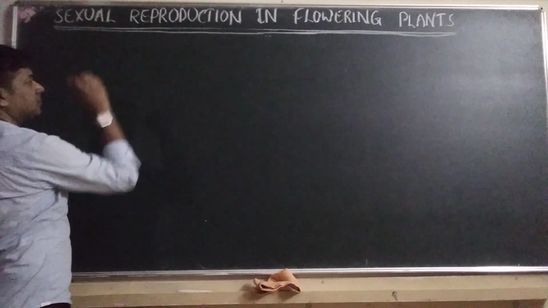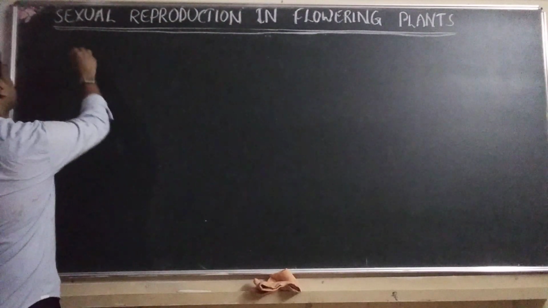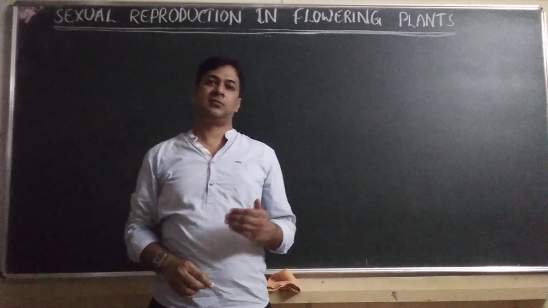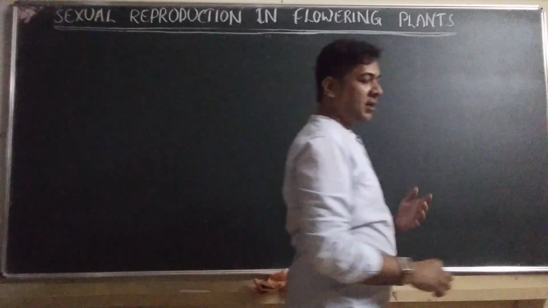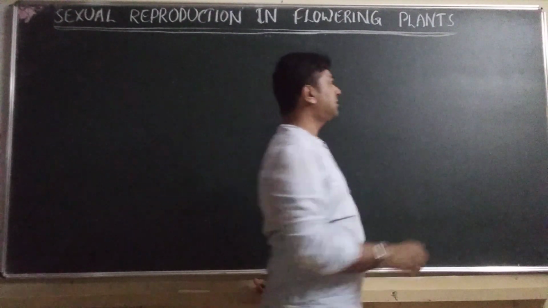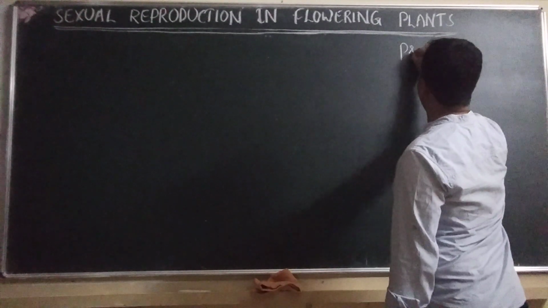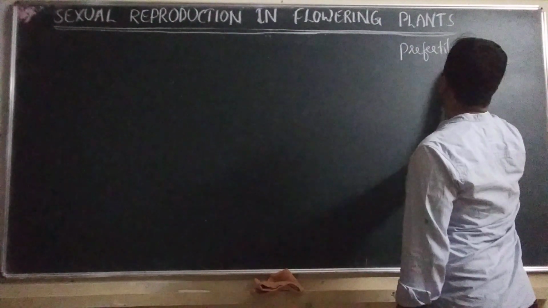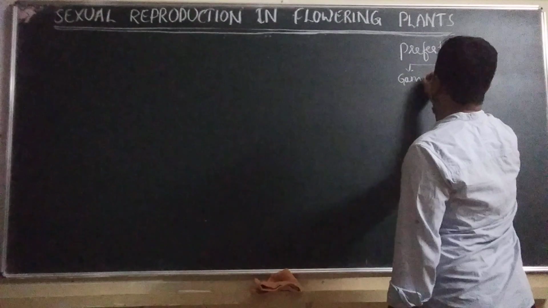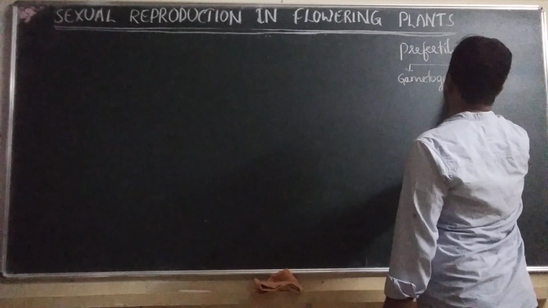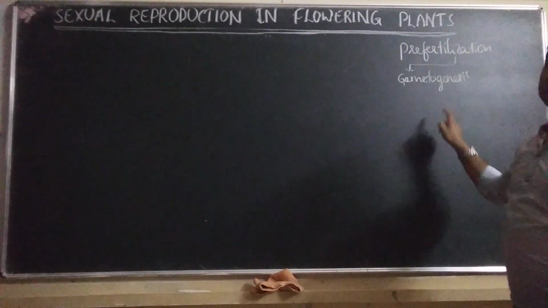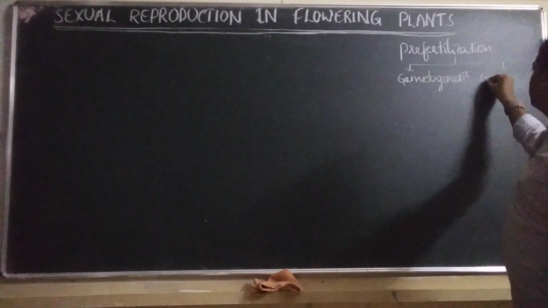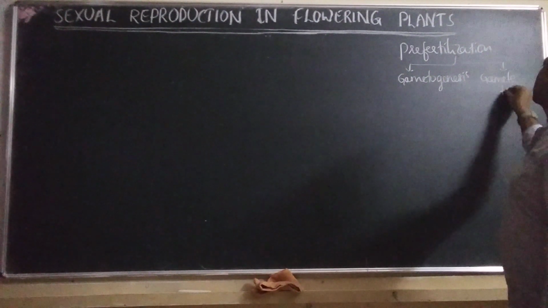So in our last class we discussed that there are three events in reproduction, that is pre-fertilization, fertilization and post-fertilization. I think I have discussed these three events many times. And the first event, pre-fertilization, has two stages, that is gametogenesis and gamete transfer. Genesis means formation, gamete means sex cell. Once the gamete is produced, it will be transferred, so that is gamete transfer.